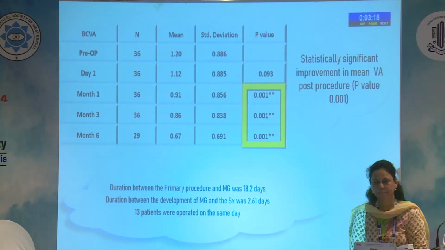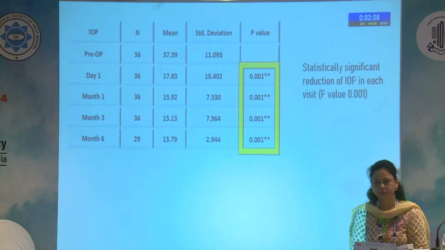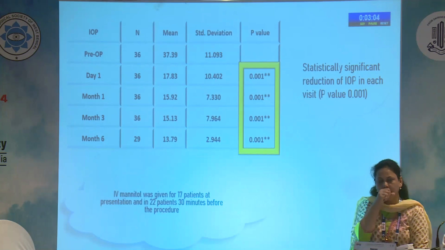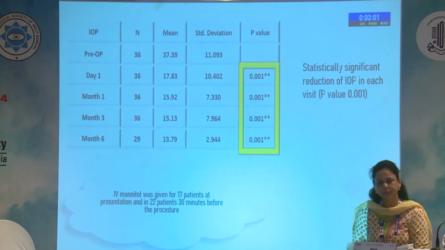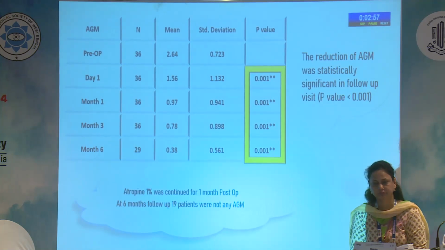The mean duration between the primary procedure and malignant glaucoma was 18.2 days, and the mean duration between development of malignant glaucoma and surgery was 2.61 days. 13 patients were operated on the same day. There was a statistically significant reduction in IOP at each visit with a p-value of 0.001. IV mannitol was given in 17 patients at presentation and 22 patients 30 minutes before the procedure. There was a statistically significant reduction in anti-glaucoma medication at each follow-up visit with a p-value of less than 0.001.